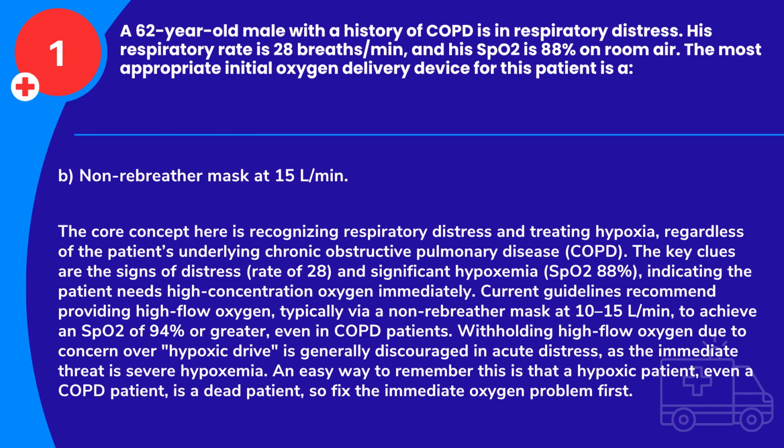The core concept here is recognizing respiratory distress and treating hypoxia, regardless of the patient's underlying chronic obstructive pulmonary disease. The key clues are the signs of distress, rate of 28, and significant hypoxemia, SpO2 88%, indicating the patient needs high-concentration oxygen immediately. Current guidelines recommend providing high-flow oxygen, typically via a non-rebreather mask at 10 to 15 liters per minute, to achieve an SpO2 of 94% or greater, even in COPD patients.